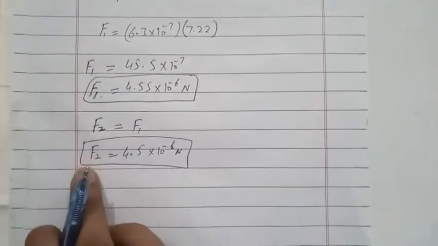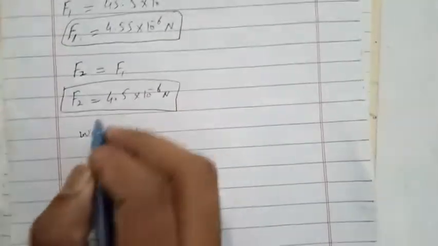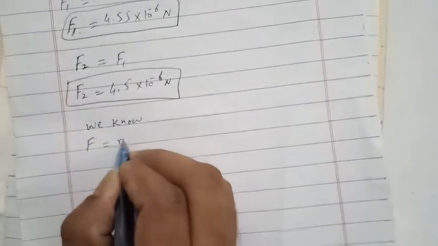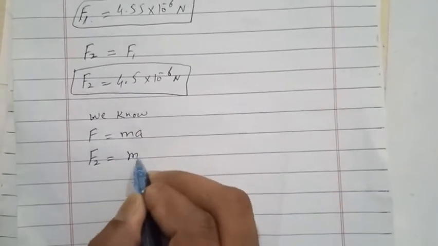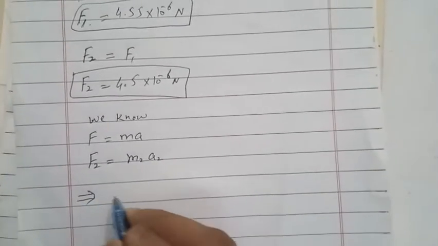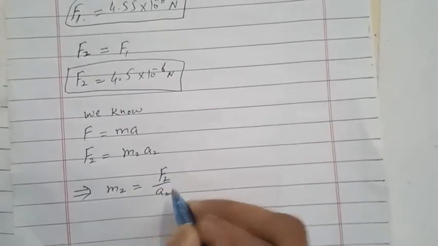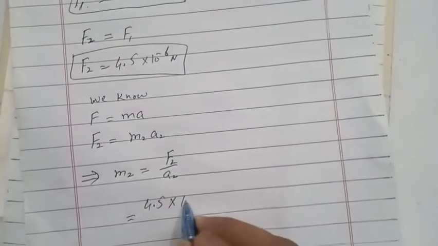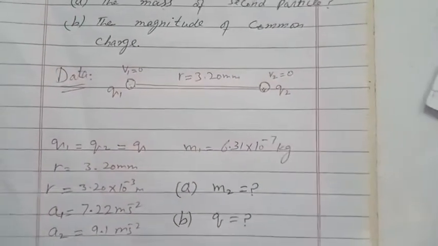Now I can calculate the mass of the second particle by Newton's second law. We know that F is equal to ma. For the second particle, I can write F2 is equal to m2a2, and I can calculate the mass of the second particle as m2 is equal to F2 over a2. So the force acting on the second particle is 4.5 into 10 to minus 6, and the acceleration of the second particle is given as 9.1 meter per second square.